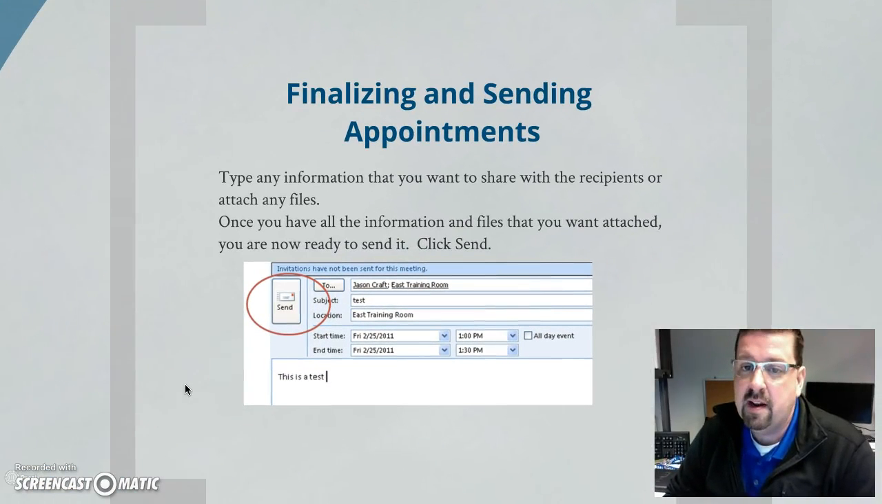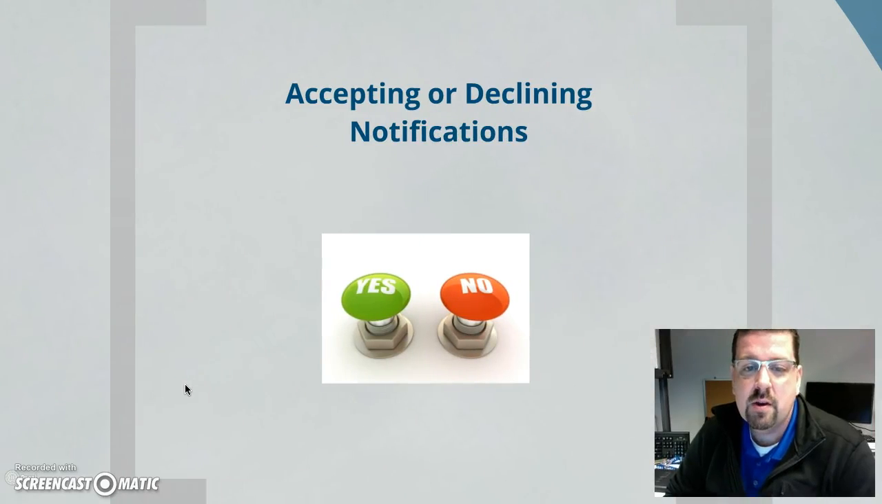Alrighty, we're almost there. Finalizing and sending the appointment. Once you have everything set up and you are going to send this out, the resource will be sent a message, as well as the people attending. Once you have that, you can go ahead and click send. Once you click send, the person on the other end will be able to accept or decline the meeting message.